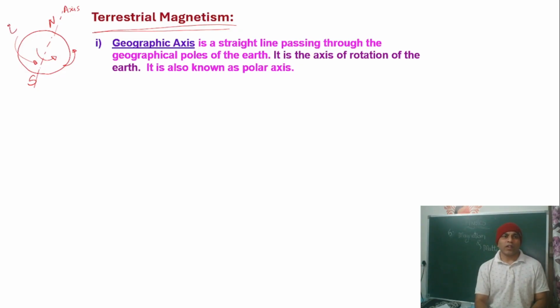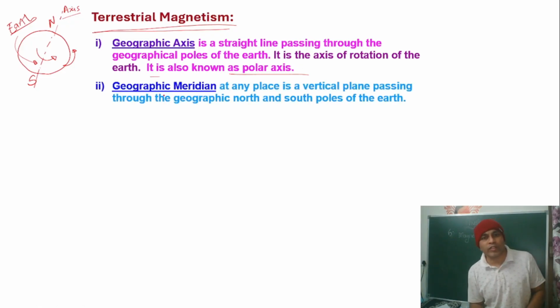This is Earth, and this Earth has a geographical axis. The geographical axis is a straight line passing through the geographic poles of the Earth. So this geographical axis passes from north to south. It is the axis of rotation of the Earth. The Earth is rotating only about this axis. It is also known as the polar axis. There are many names: axis of rotation, geographical axis, or polar axis. You can say any of these three names.